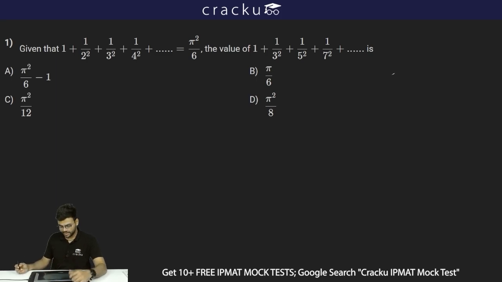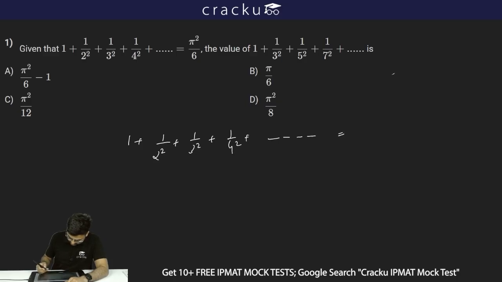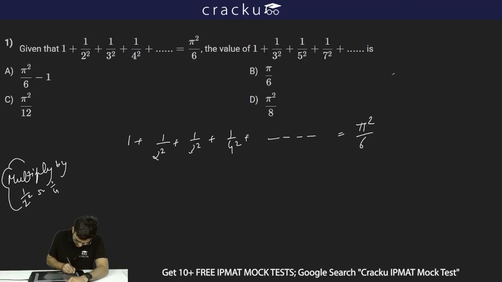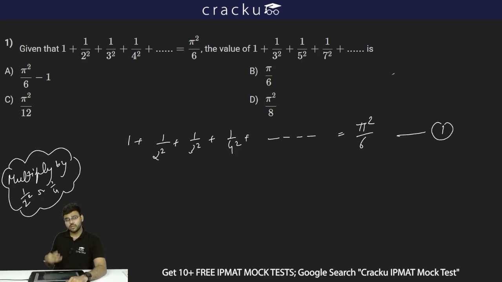So we are given 1 plus 1 by 2 square plus 1 by 3 square plus 1 by 4 square is equal to pi square by 6. Now what we can do is multiply by 1 by 4, that is 1 by 2 square. This is the step which we will follow. This is the first equation, and I will multiply the first equation by 1 by 4.